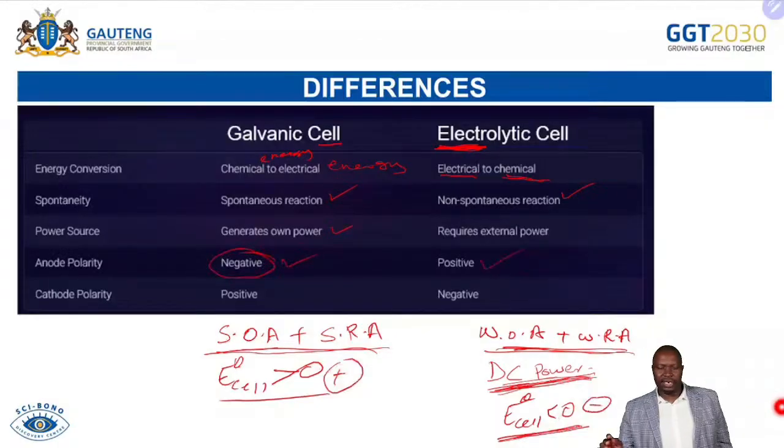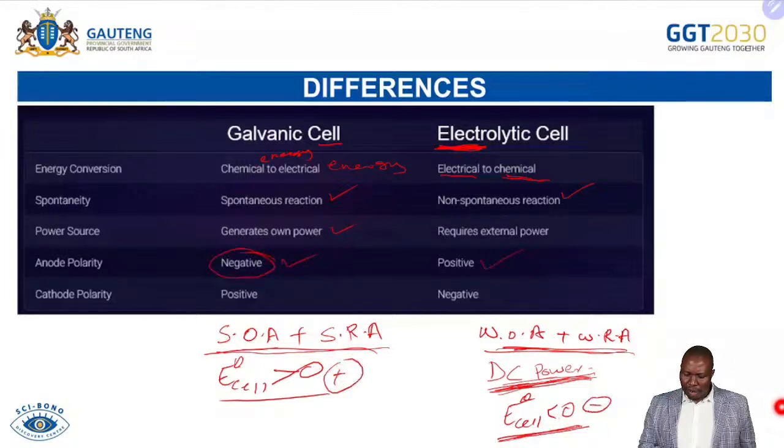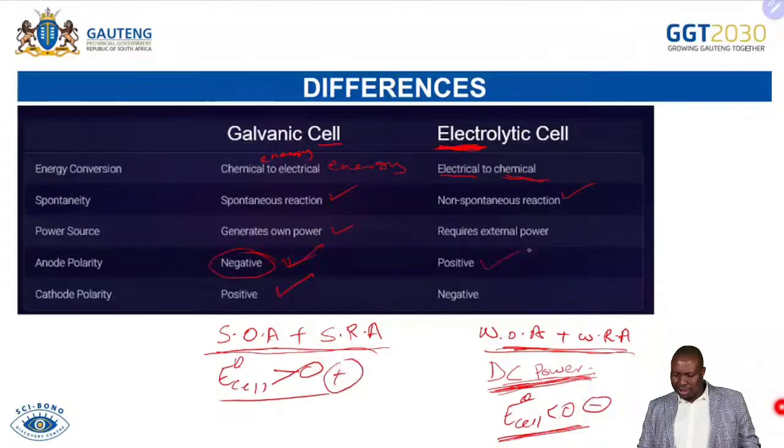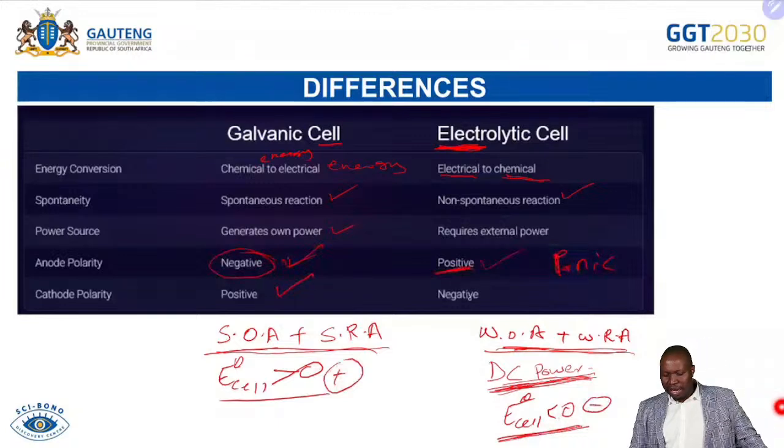the cathode. Correct. But what happens now when we're dealing with the electrolytic cell? In the galvanic cell, the anode is negative, the cathode is positive. But with the electrolytic cell, remember, it is now the electricity that is forcing the positive to be anode. Hence, don't panic. Because of the electricity forcing the positive, it's a forced reaction. The positive is forced to be the anode, and the negative is forced to be the cathode.